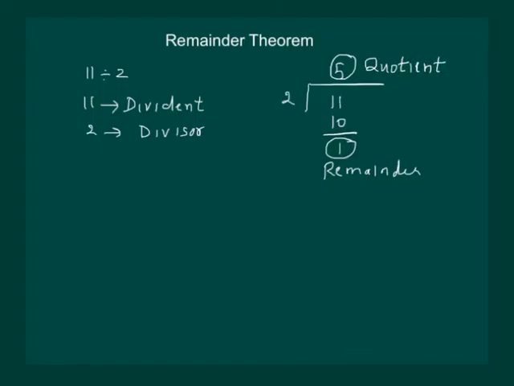We have also learned in our previous classes that dividend is equal to divisor into quotient plus remainder. Let us extend this study to polynomials.